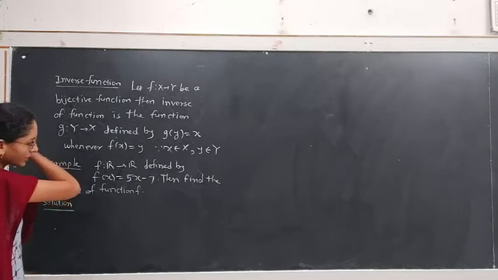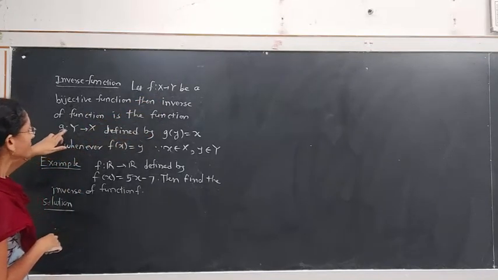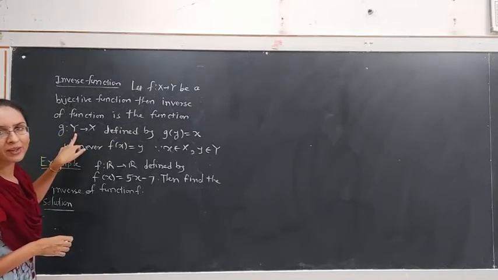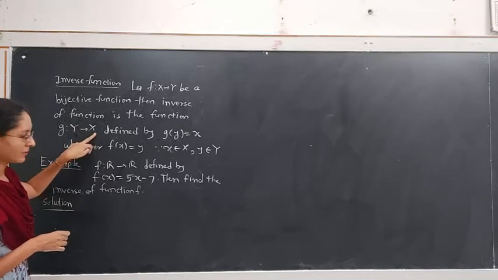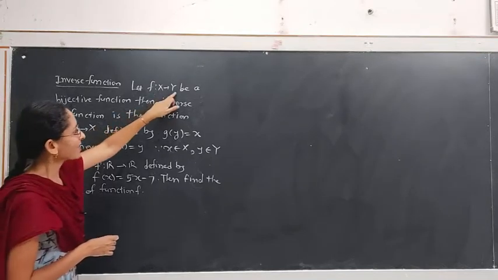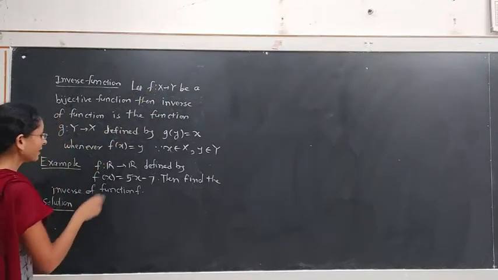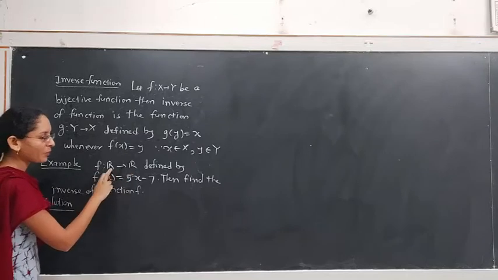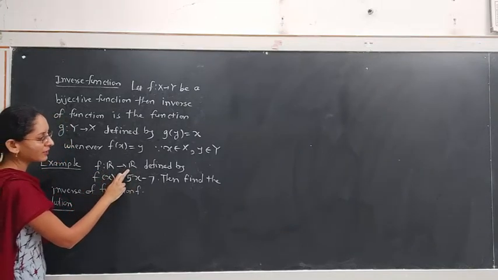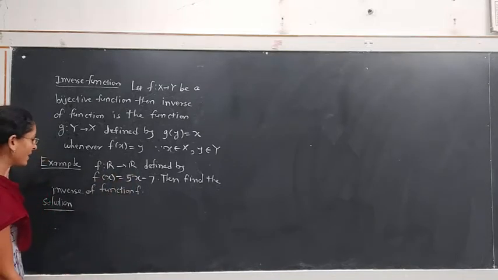What is the inverse function? G is called inverse of function f if G takes the values from codomain set of f to the domain set of f. That is, G is a function from Y to X whenever Y is codomain of f and X is domain set of f. Here f has domain and codomain, both are set of real numbers. Hence, inverse function of f also has domain and codomain as set of real numbers.